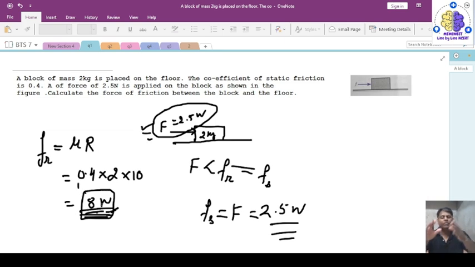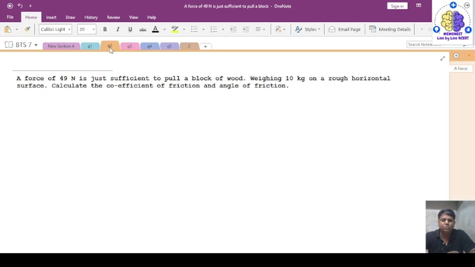Therefore, the friction force in the picture here is the static frictional force, and the static frictional force being self-adjusting, its value will be equal to the externally applied force, and the externally applied force over here is 2.5 Newton. So the correct answer for this will be 2.5 Newton, right? Now let's get into question number 2.